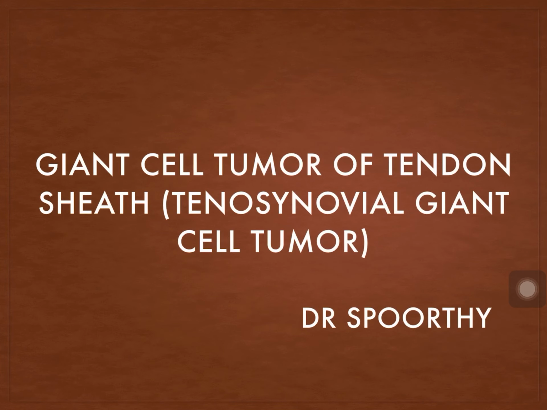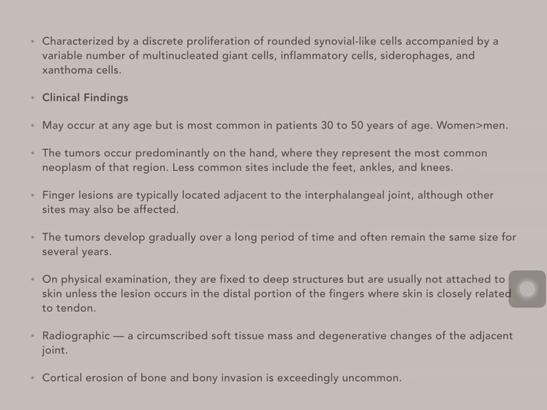Good morning everybody. Today I am going to discuss giant cell tumor of tendon sheath, which is also called tenosynovial giant cell tumor. This is characterized by a discrete proliferation of rounded synovial-like cells accompanied by a variable number of multinucleated giant cells, inflammatory cells, siderophages and xanthoma cells.